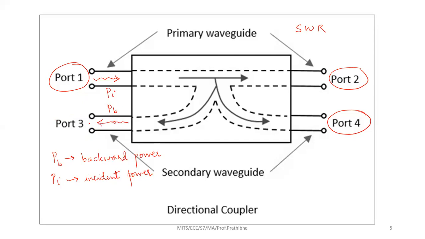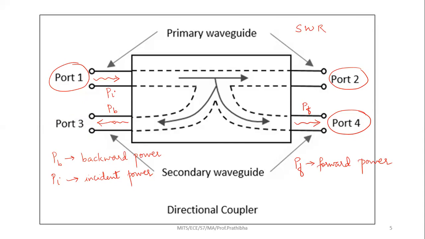So this is your backward power. Similarly, we also have the forward power, which is in port 4. So here you have to draw PF. PF stands for the forward power. And then we have one more power at port 4.